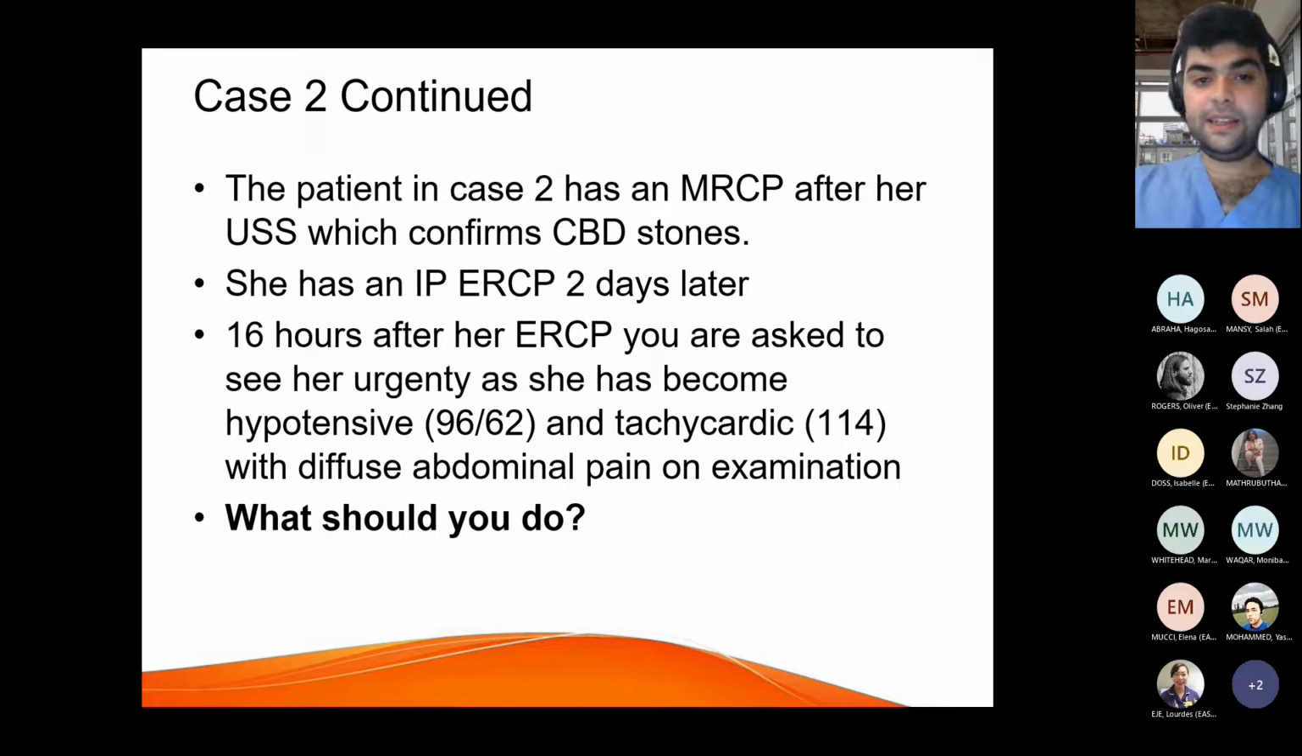Now, the patient in the second case ends up having an MRCP to confirm CBD stones. So the next step we do is an inpatient ERCP 2 days later. You're, for example, the medical SHO on call, and out of hours, 16 hours after the ERCP, the nurses tell you that they're very worried because the patient is hypotensive with a blood pressure of 96/62 and tachycardic with diffuse abdominal pain on examination. This is a scenario that happens quite commonly after ERCP, so it's quite important to know how you would approach a patient like this.